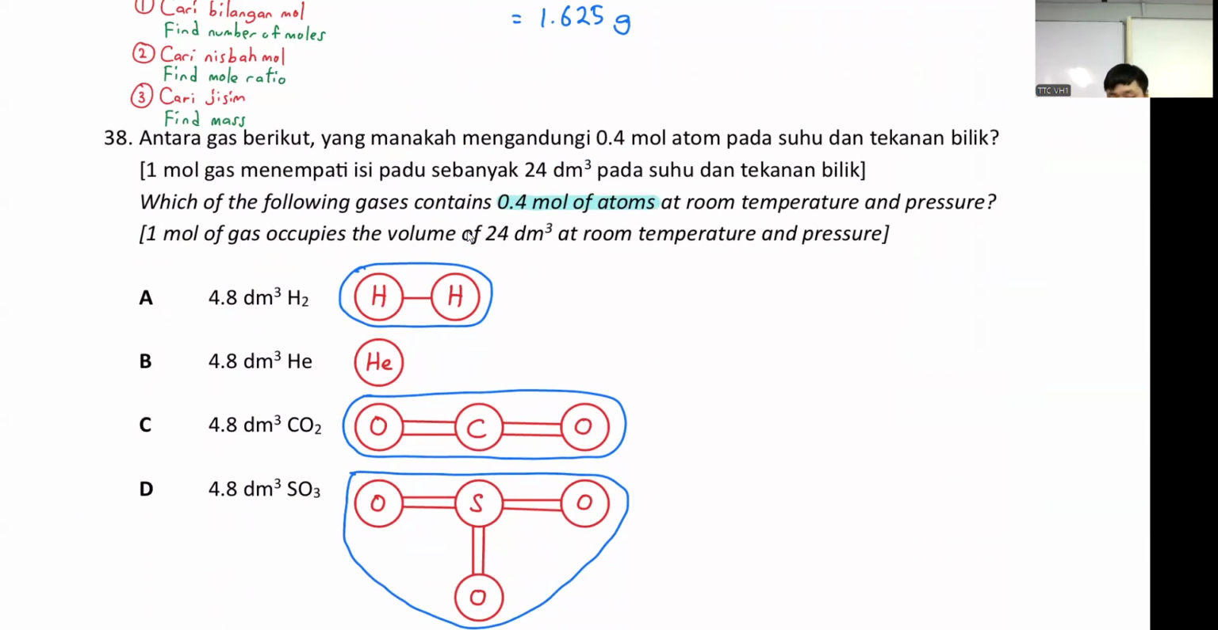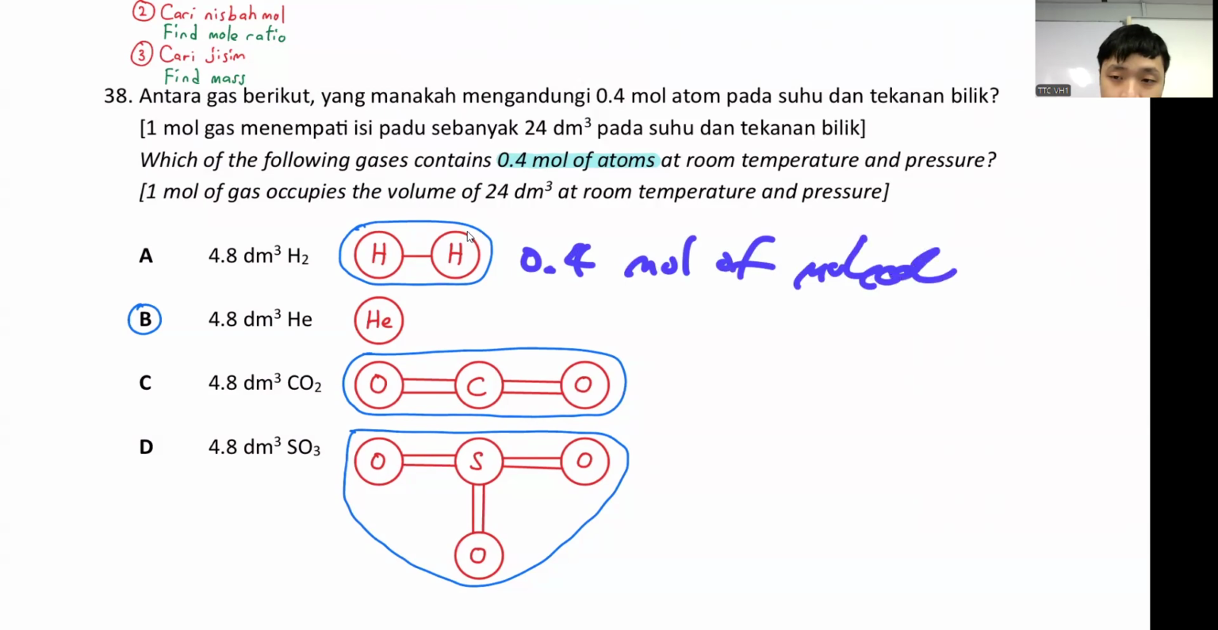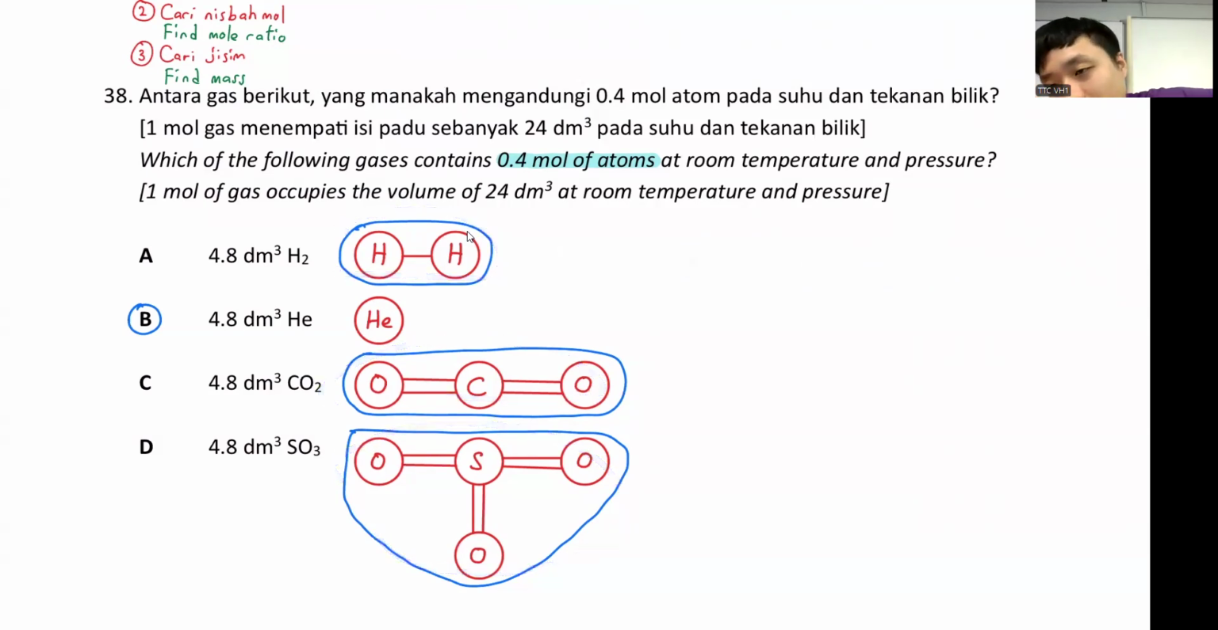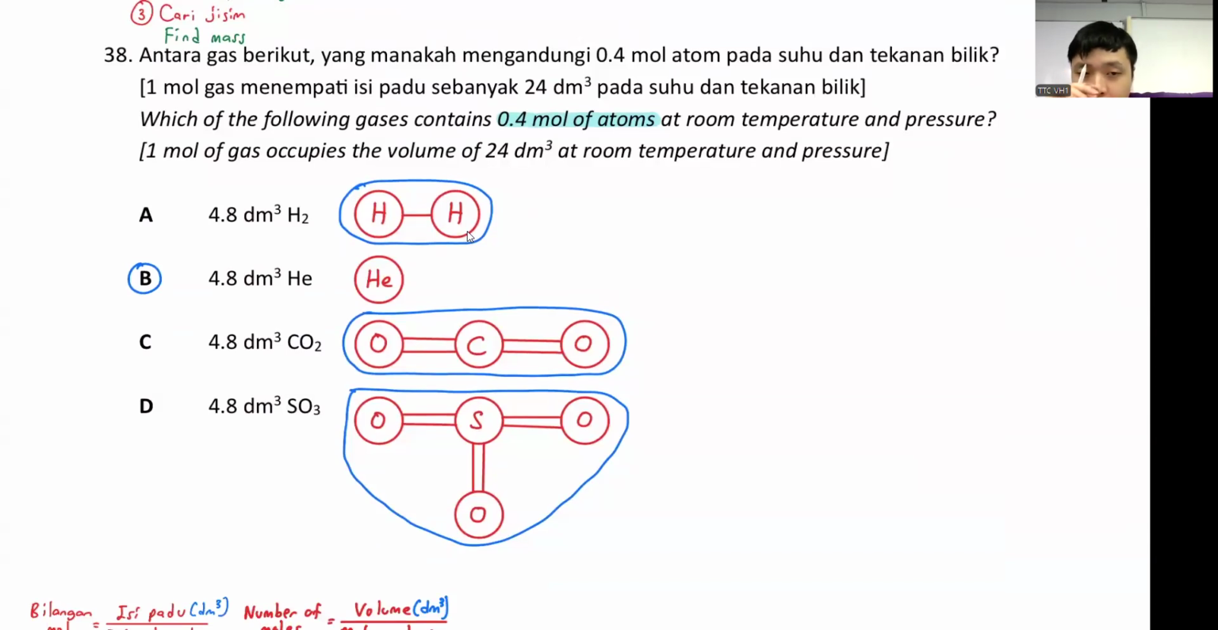Okay. So in this case, the only correct is B, because B is atom. B is one helium atom. A, you will get 0.4 mole of molecule. Molecule, you won't get atom. Because A, C, D are all molecule. Molecule means more than one atom. We call it molecule. Like B, helium single is atom. It can only be B.